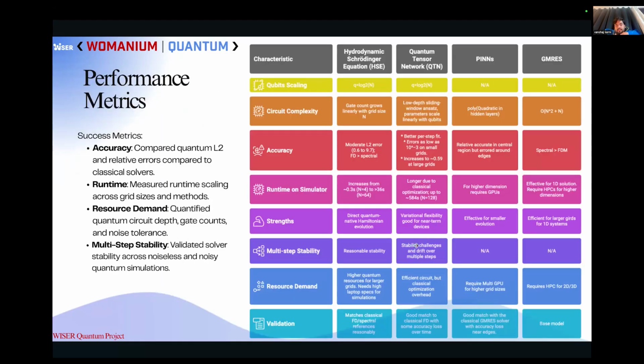The overall result for our entire work is summarized in the table, with a high focus on the accuracy, the strengths, the resource demand, and the validations.